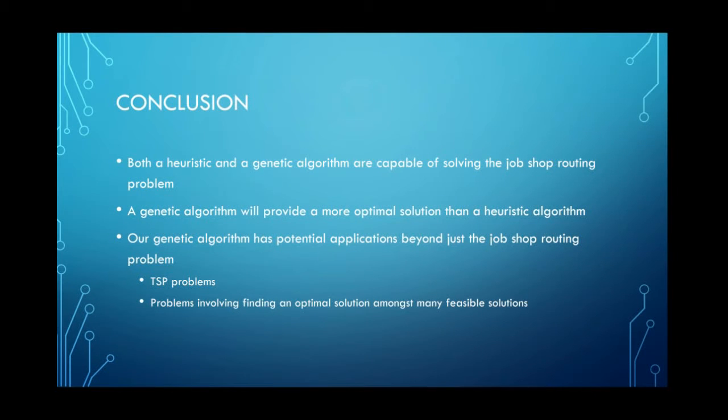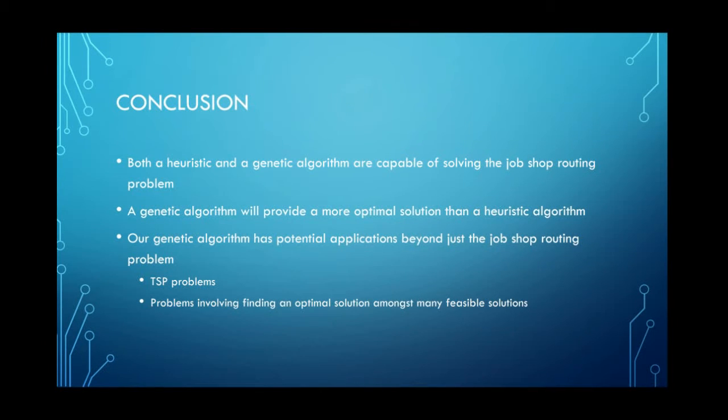In conclusion, both a heuristic and a genetic algorithm are capable of solving the job shop routing problem. However, a genetic algorithm will provide a more optimal solution than a heuristic algorithm. Our genetic algorithm, which combined two parent layouts to create a child layout, outperformed the heuristic algorithm every time it was run.